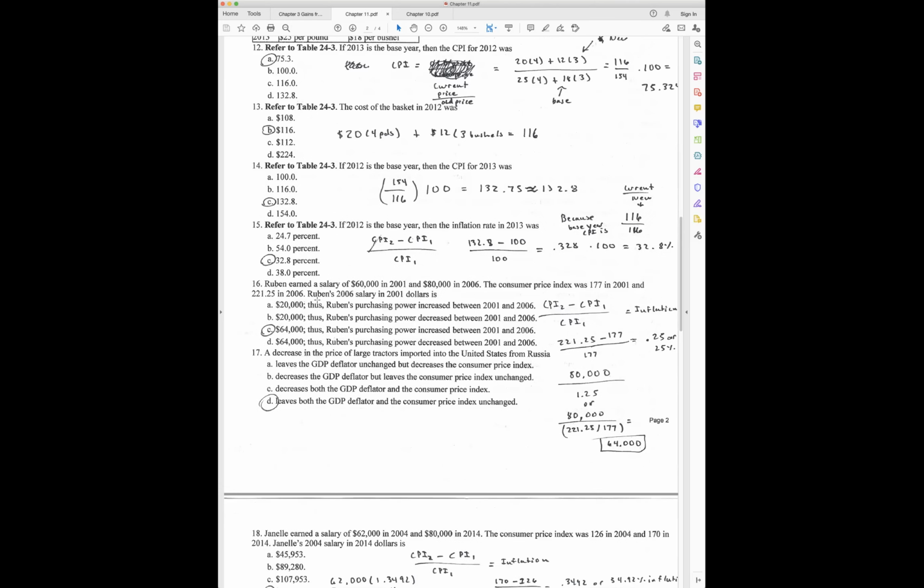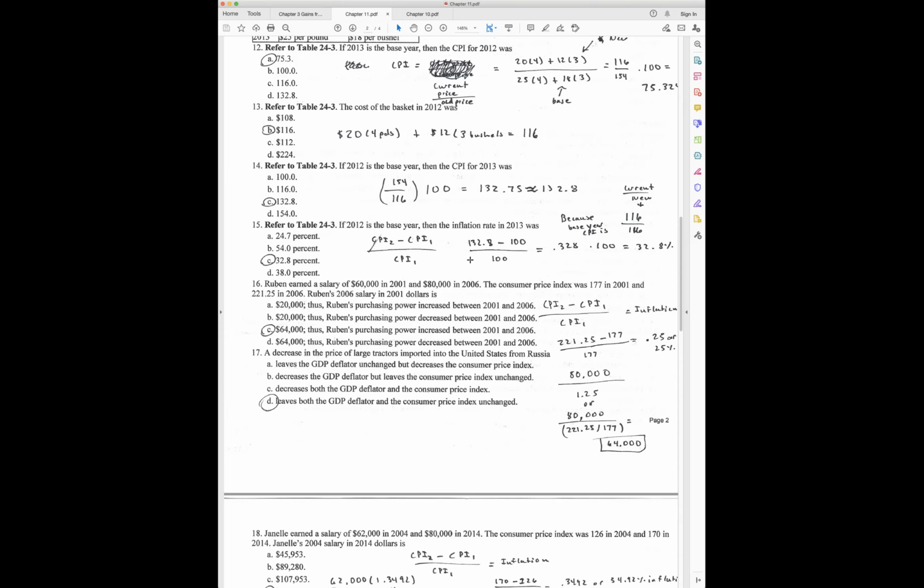And the last one I think I'll cover is this one, because this is a tricky question that I think stumps people. The question's asking, Ruben earned a salary of $60,000 in 2001 and $80,000 in 2006. The consumer price index in 2001 was 177 and it was 221.25 in 2006. So what's Ruben's 2006 salary in terms of 2001 dollars?